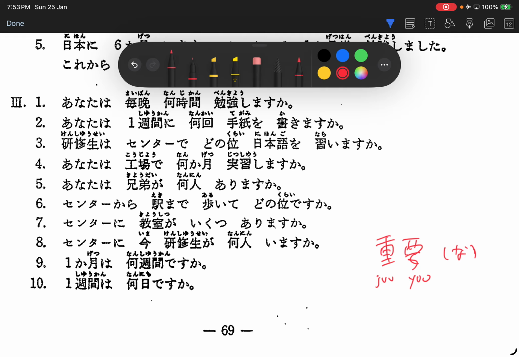Number 4. Yes, Warren. あなたは工場で何ヶ月実習しますか？ Okay, I don't really have a very creative answer. I mean, Jishu is training. Jishu is practical learning. Practical training, yeah. Okay, fine. I'll take the answer. If you have an even better answer, then sure. You want to check with me, you can. Okay, so he just says 3ヶ月実習します。 Okay, fine. I'm fine with the answer. Okay. Number 5. あなたは兄弟が何人ありますか？ Yes, only.